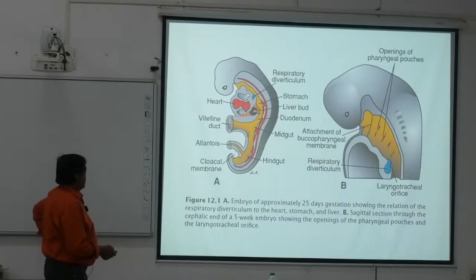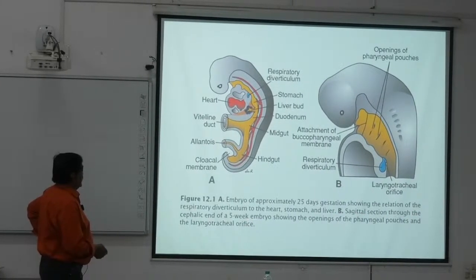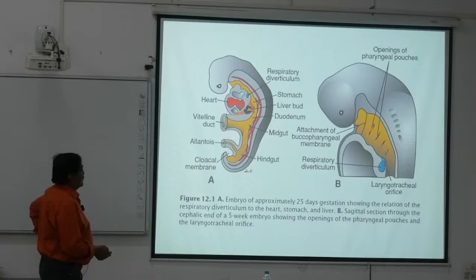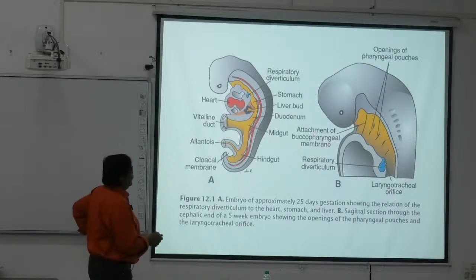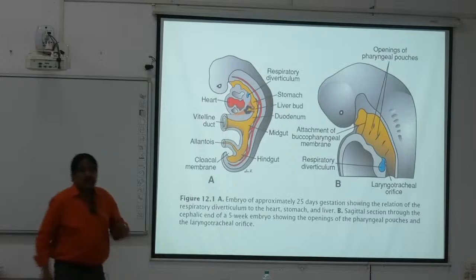Now the sagittal section through the cephalic end of the 5th week embryo shows the openings of the pharyngeal pouches and the laryngotracheal orifice. The attachment of the buccopharyngeal membrane, the respiratory diverticulum here, openings of the pharyngeal pouches, and this is the laryngotracheal orifice.